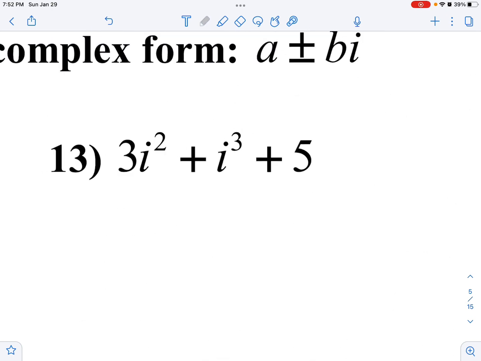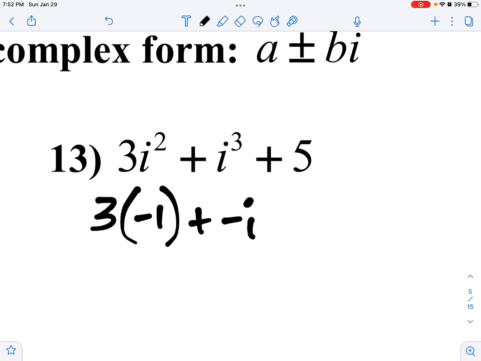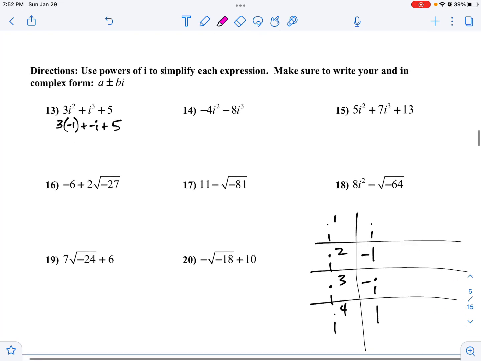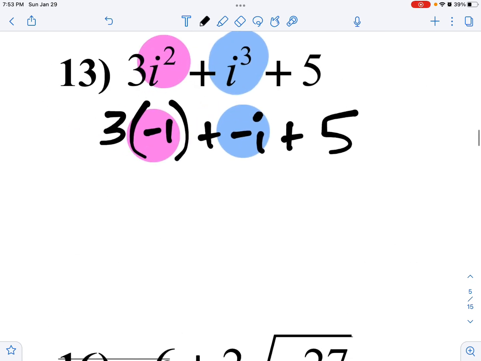So I have a 3 here. Looking down at the chart, i squared is -1. Looking down at the chart, i to the third is negative i. Okay, what did I do here? Let me show you. i squared is right here. I replaced it with -1. Another one, i to the third is right here. I replaced it with negative i. So I'm just doing a little bit of substitution. 3 times -1 is -3. Plus negative i just makes negative i.